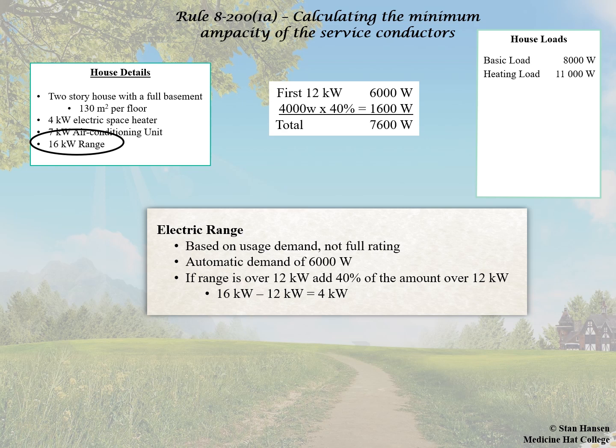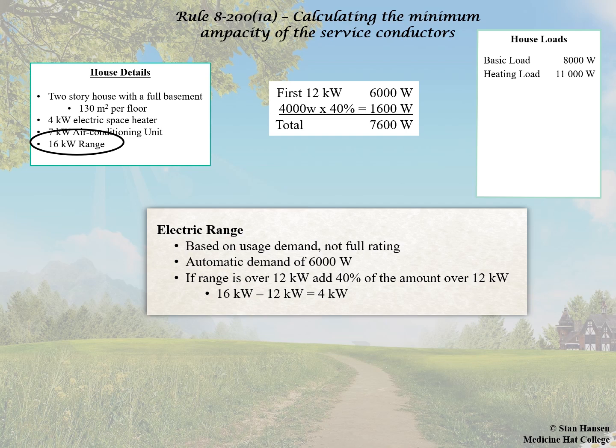The third thing that 8200 tells us to take care of is the electric range. It's important to remember that this is only for an electric range. If the house has a gas range, we can safely ignore this. However, in this case, we do have a 16 kilowatt range. 8200 states that we are going to be using this on the usage demand and not the full rating.